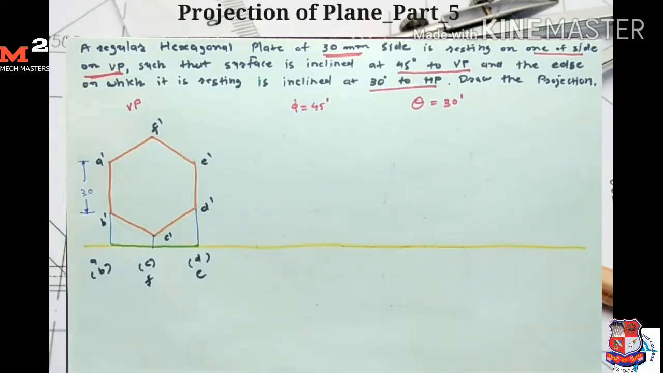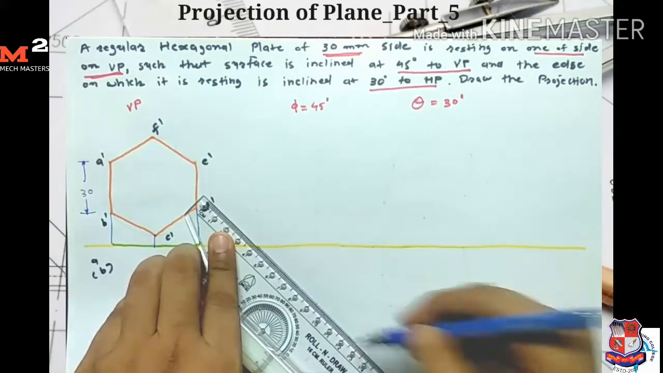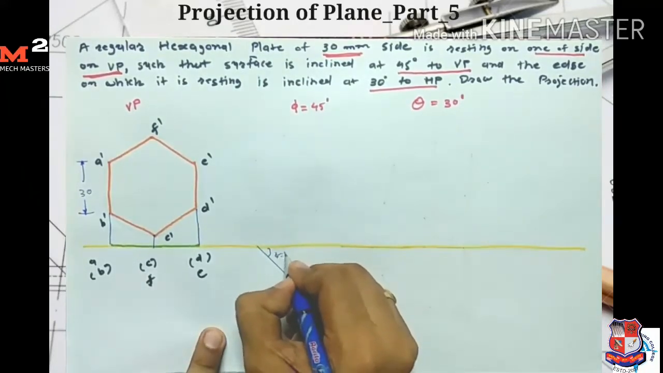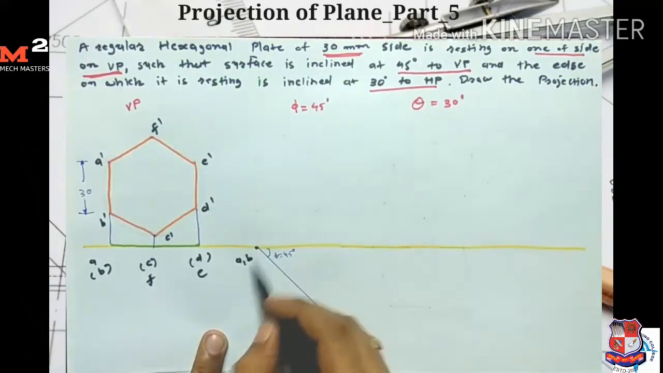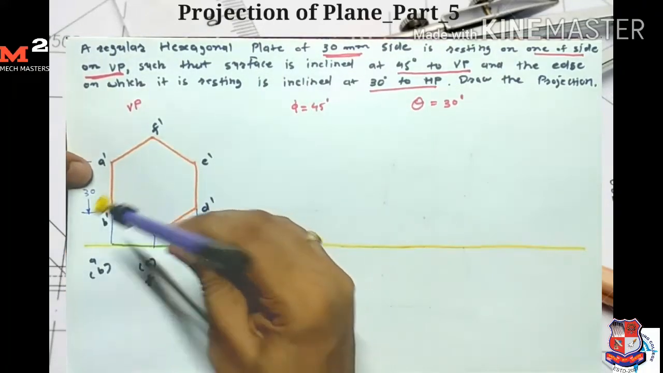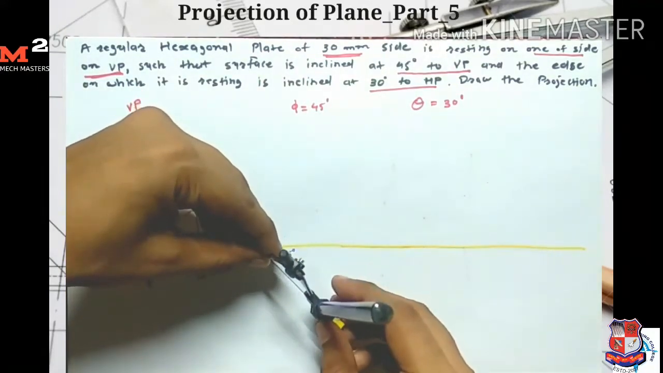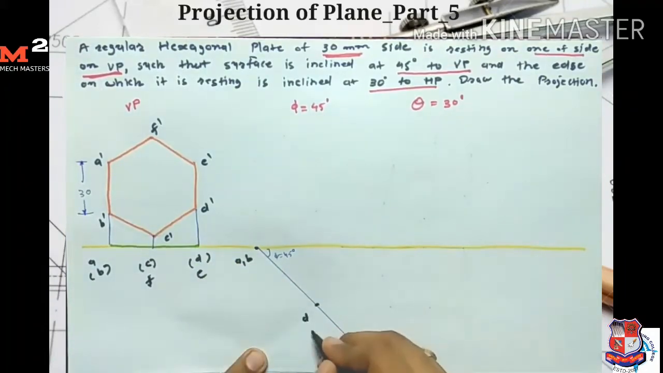In the second stage, given that the plane makes an angle of 45 degree with the vertical plane. So we represent this angle on the horizontal plane. For that I draw one line at an angle of 45 degree here. This angle phi is equal to 45 degree. Now the plane is resting on side AB, so I mark points A and B here. Now I measure this distance AD and take A as the center and draw one arc which intersects here. So here I get my points D and E.